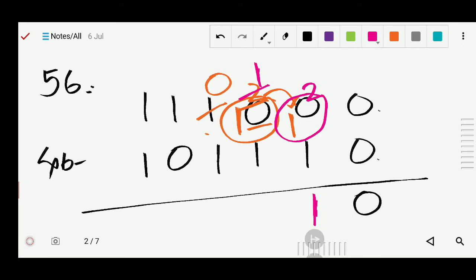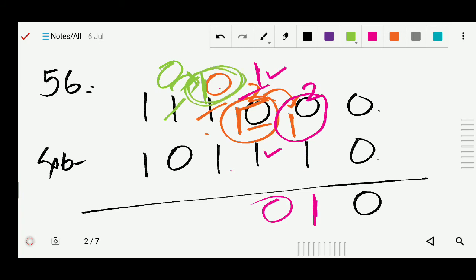Got it? Now here is 1, and now here is 1. 1 minus 1, 0. Got it? Now here is 0 and here is 1. Can we subtract? No. So again I have to take the borrow. I will take the borrow from here. So this becomes 0 again, and now here is 10. Now this 10 minus 1 we can do, that is 1. Or you can take 10 as 2, so 2 minus 1, 1.